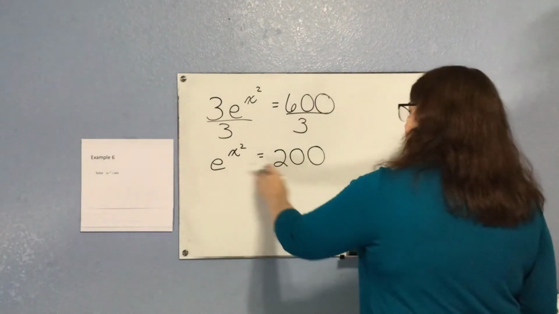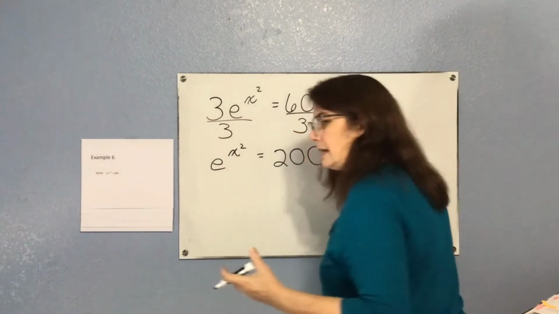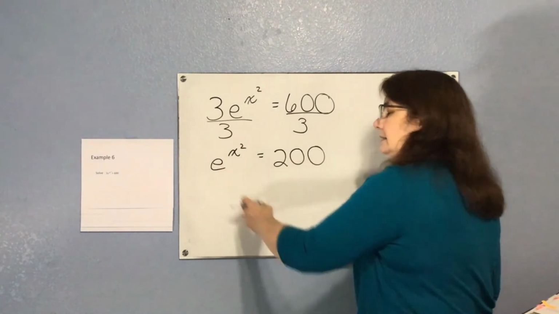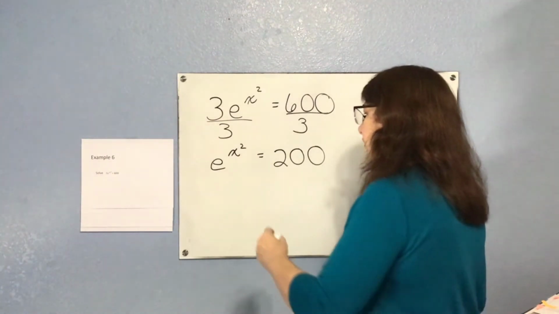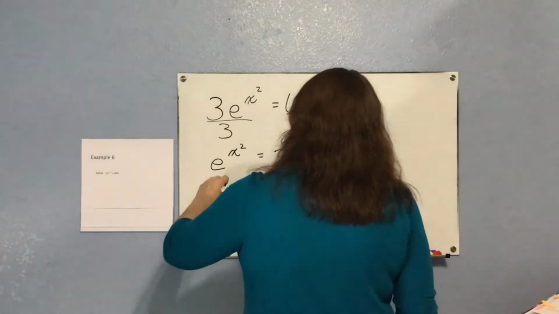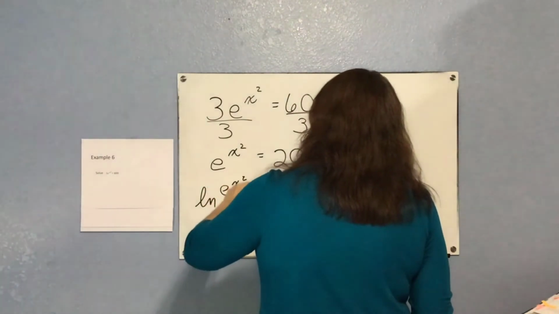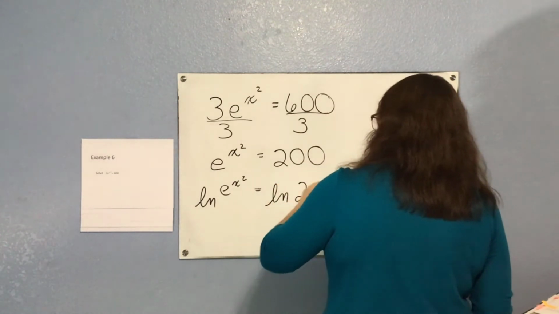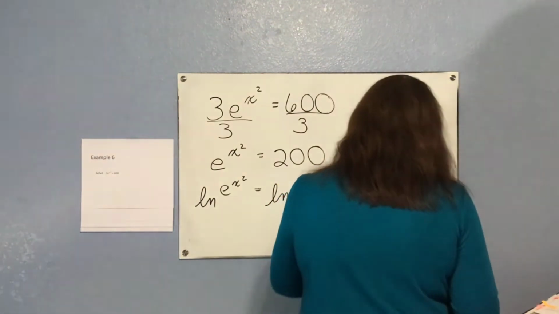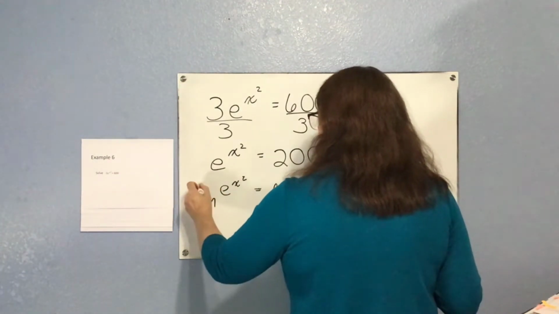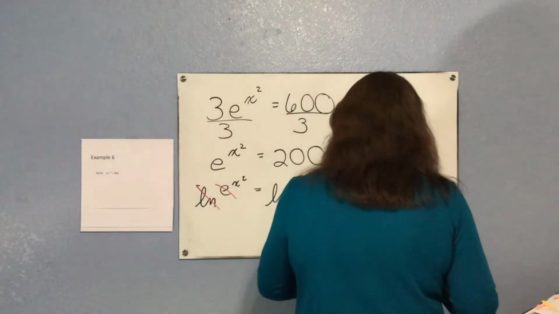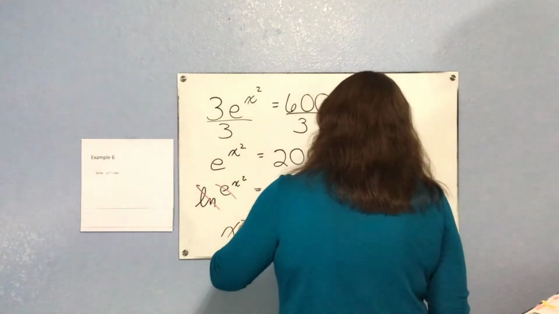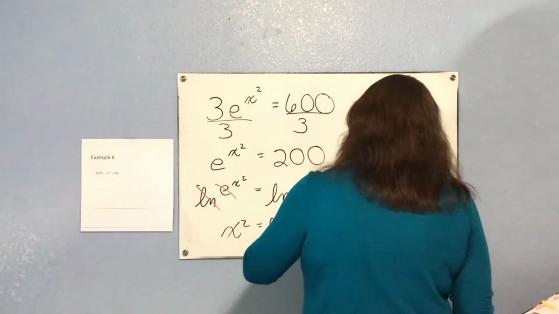And now I'll take the natural log of both sides. In some equations, it doesn't matter if I use log or a natural log, but in this case, because e is involved, I do need to use natural log. So I got natural log e to the x squared equals the natural log of 200. So my natural log and my e cancel each other out. And I get x squared equals the natural log of 200.